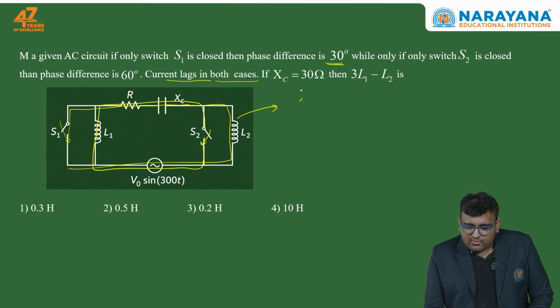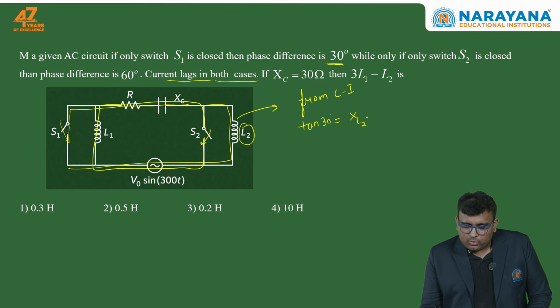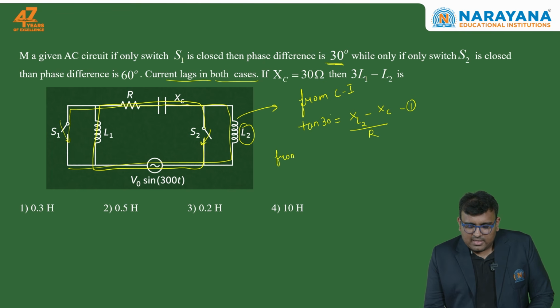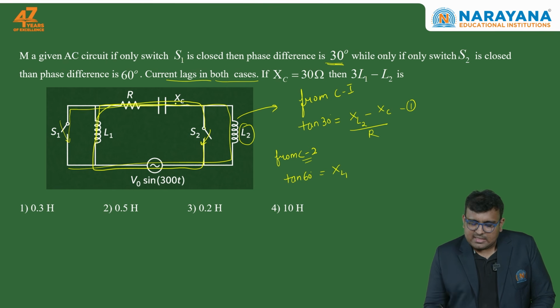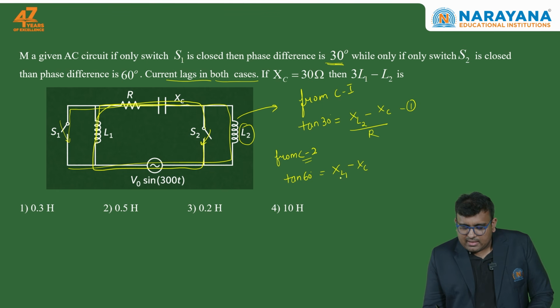So from case 1, I can say tan 30 must be equal to, in the first case L2 is there, so xL2 minus xc upon R. This is the first equation. Similarly from case 2, I will say tan 60 will be equal to xL1, because that will be in the second case, minus xc upon R. That is the second.